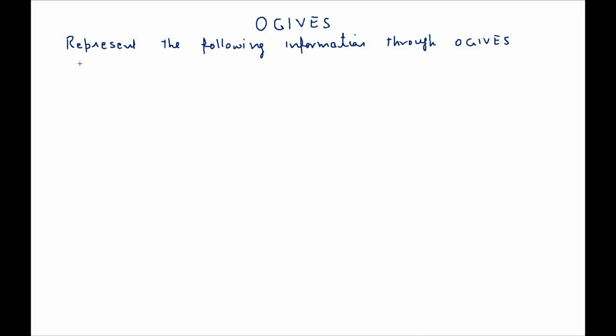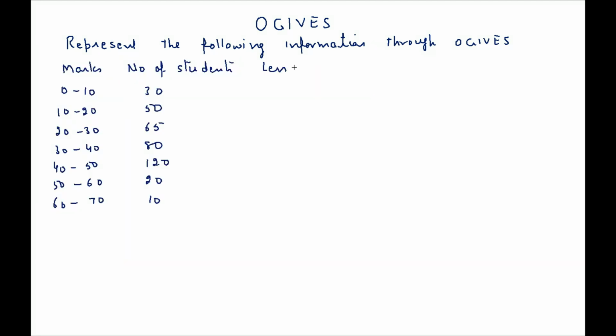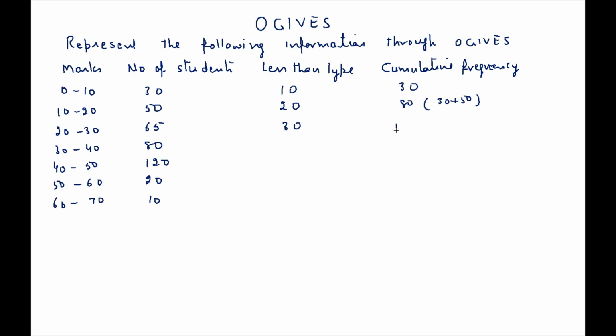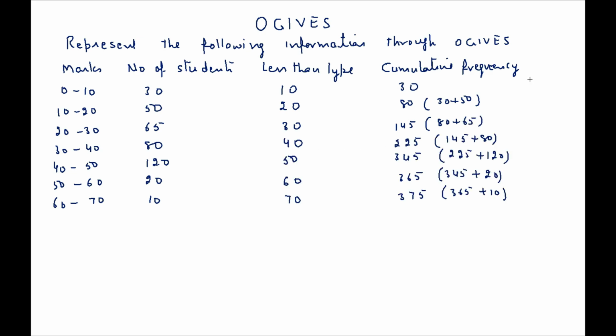Under frequency distribution, there is one more graph called ogives. Ogives themselves are of two types, less than ogive and more than ogive. The below table shows frequency of marks. First, we will calculate values for the less than ogive. Number of students who got less than 10 marks, cumulative frequency is 30. Number of students who got less than 20 marks, cumulative frequency is 80, that is 30 plus 50. Number of students who got less than 30 marks, cumulative frequency is 145, 80 plus 65, and so forth.